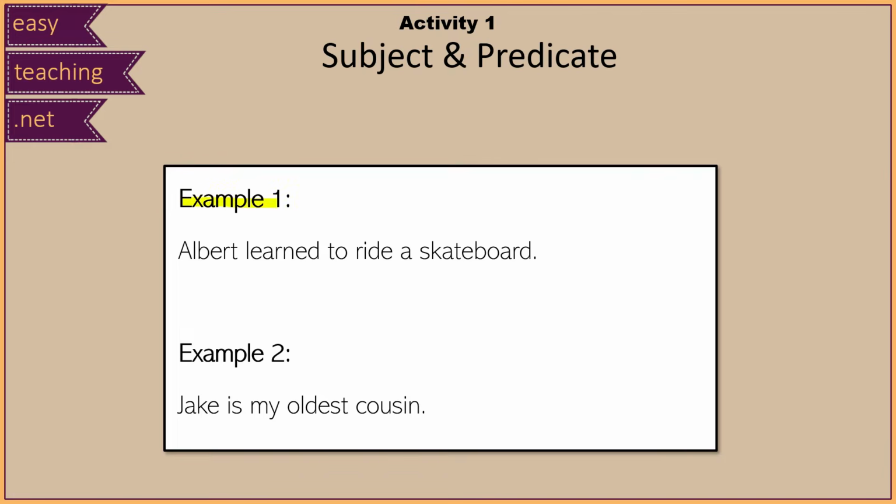The first, Albert learned to ride a skateboard. Who or what learned to ride? Albert. Albert is doing the action of the sentence, and so Albert is the subject of the sentence. The second sentence reads, Jake is my oldest cousin. No action is taking place, but someone is being something. Jake is being the older cousin. Jake is the subject of the sentence.